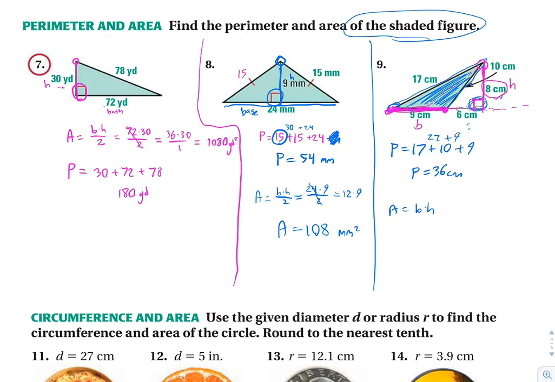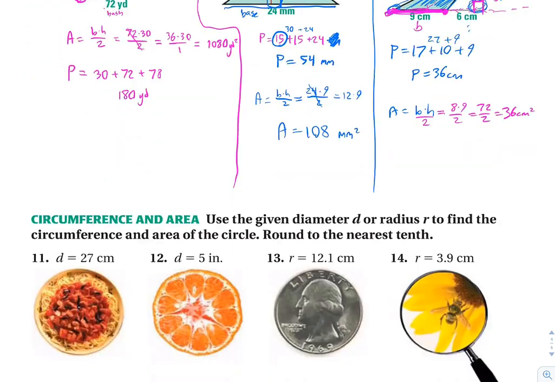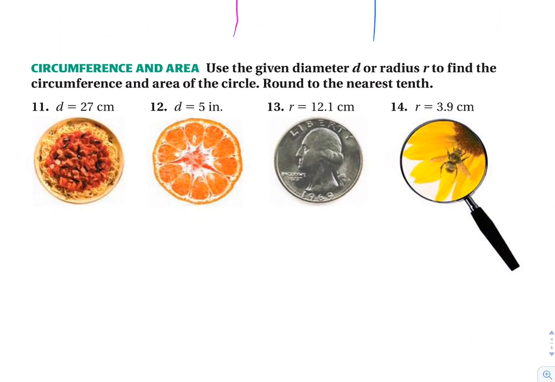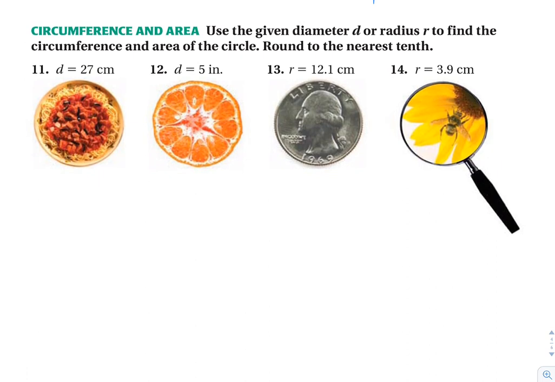And so base times height divided by 2 would be 8 times 9 divided by 2, 72 divided by 2, or 36 square centimeters.